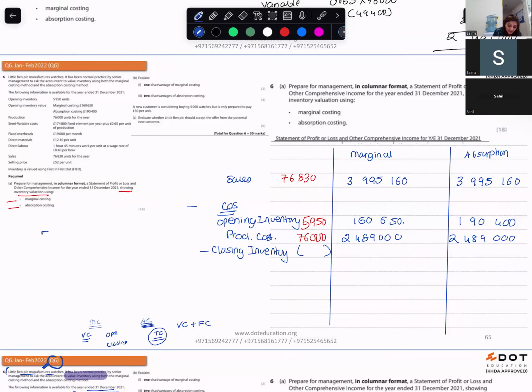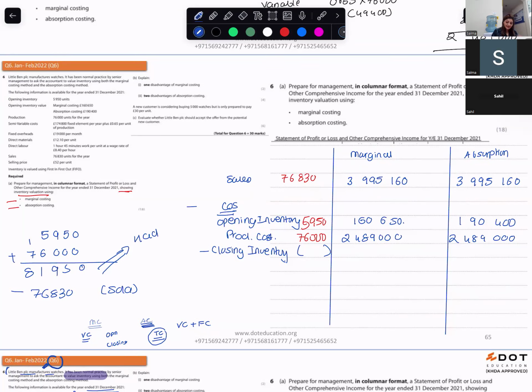You had an opening inventory of 5,950 units, plus the units produced in the month, 76,000 units. So the total would be 5,950 plus 76,000 minus 76,830. This is the units that you have sold. The total units available is 81,950.